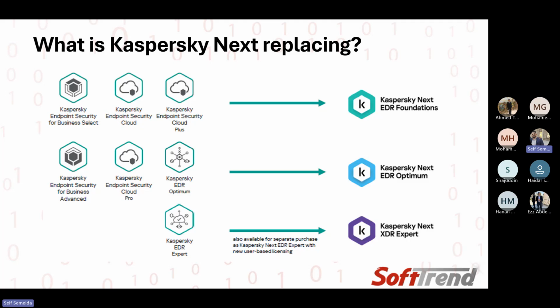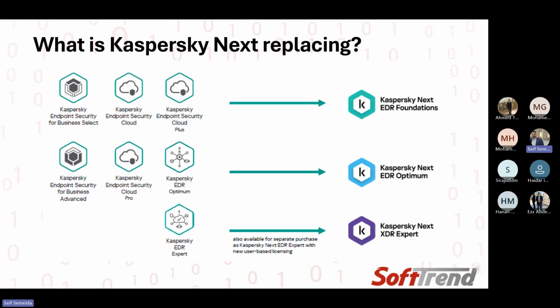So Kaspersky decided to create 3 different tiers, so that when your startup or small company grows into a medium business, you can move on to the Optimum. Say you grew even more, you became a large organization, you can move on to the Expert, and you have a solution that grows along with you instead of holding you back and you having to pay extra fees for features that you may not require at the moment.